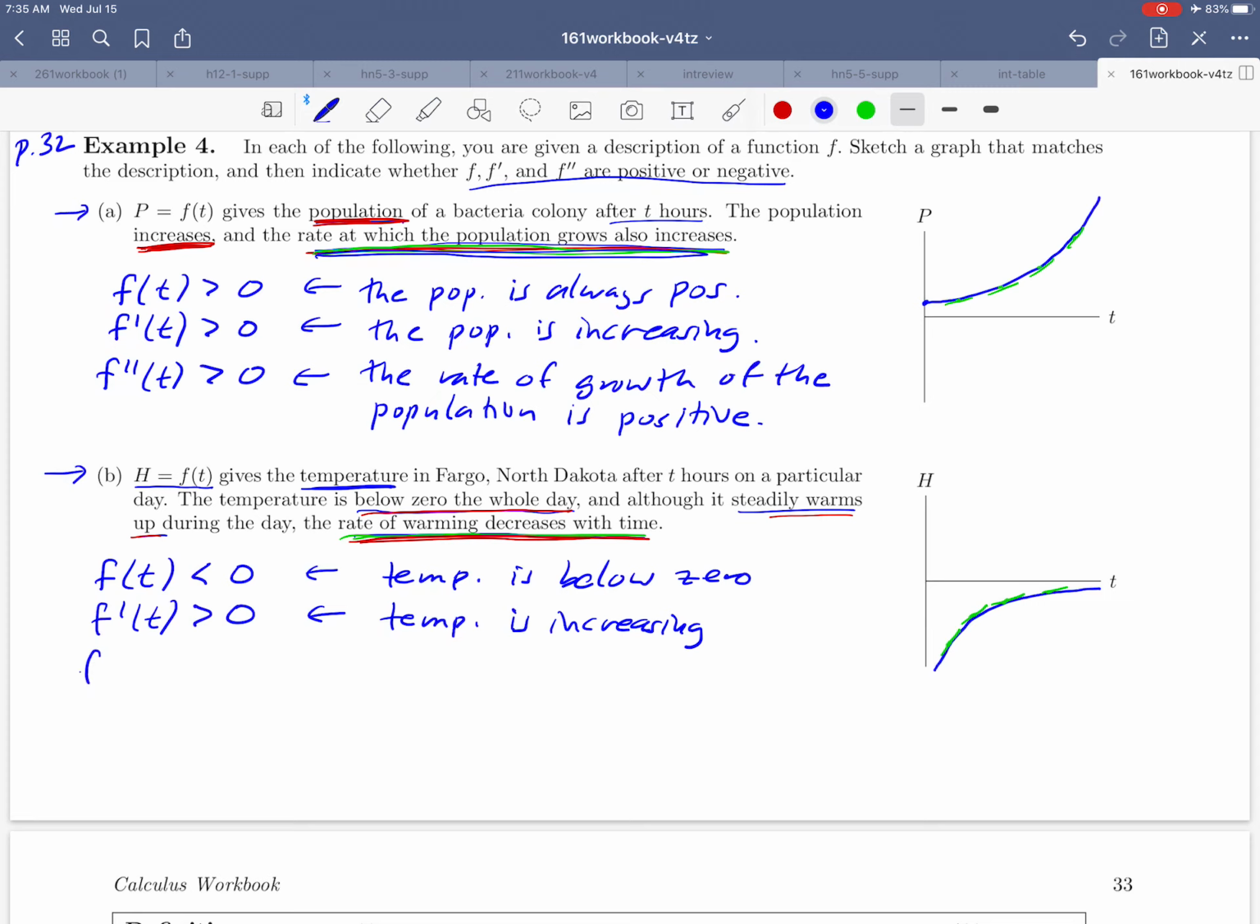Okay, and then finally, what about the second derivative? Okay, well, the second derivative is the rate at which the derivative is changing. So we're talking about the rate of change of temperature change in this case. So what's happening to the temperature increase? Okay, well, they tell us in the problem that the rate of temperature increase actually slows down. So that's actually telling us that the second derivative is negative because those tangent line slopes that we drew over here on the graph are actually getting smaller.